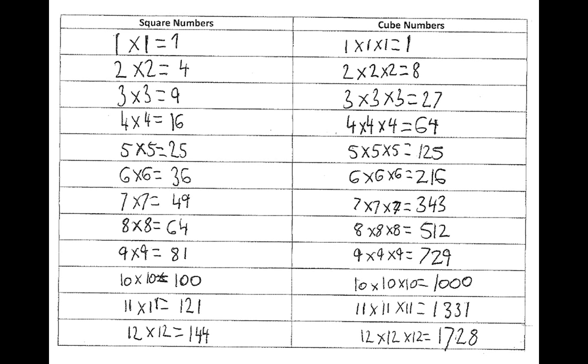What square numbers are is just a number times itself, so they're just double digits, like 1 times 1, 2 times 2, and so on. But cube numbers are something different. Cube numbers involve using 1 times 1 times 1, which would be 1.